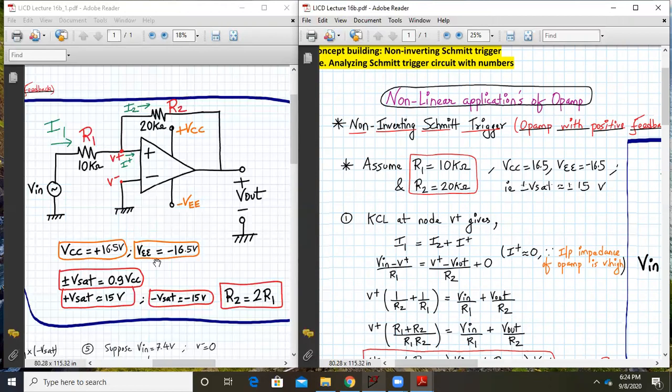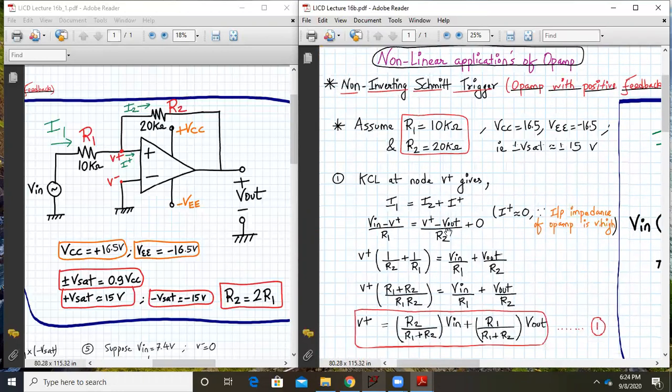So plus or minus VSAT will be 90% of VCC. That will be close to 15 volts. So plus VSAT will be plus 15 and minus VSAT will be minus 15. Here we have also considered the value of R2 as 20K and the value of R1 as around 10 kilo ohms. So with this, we'll start our analysis.